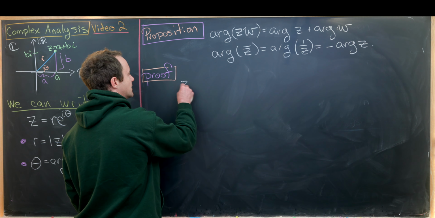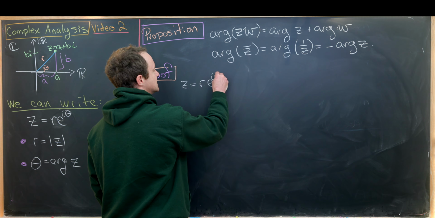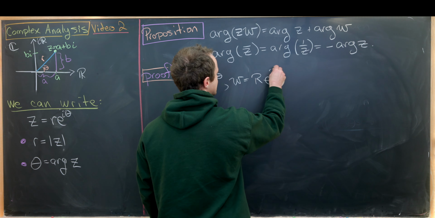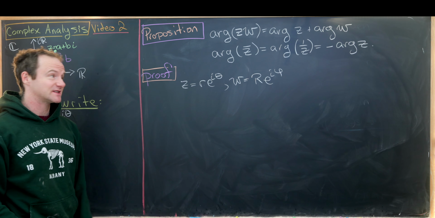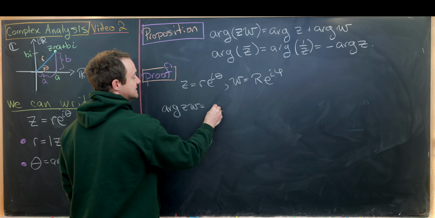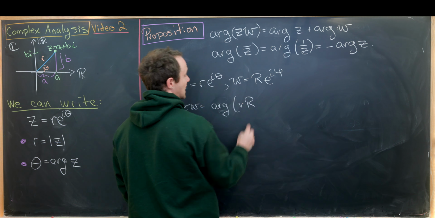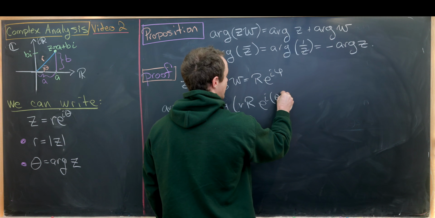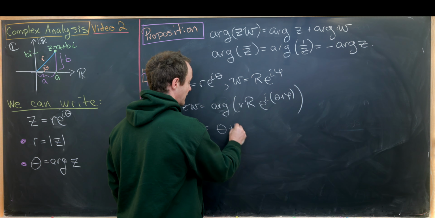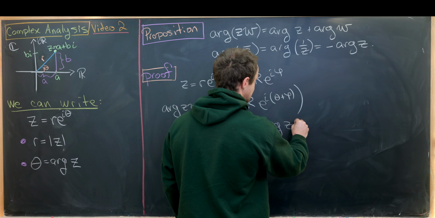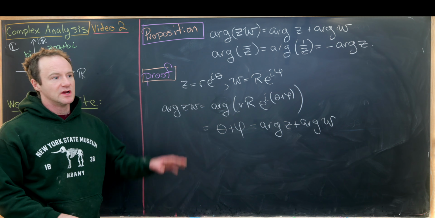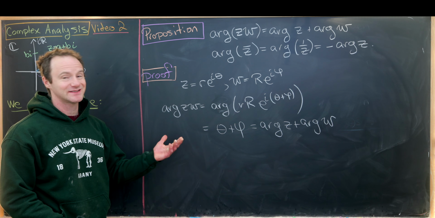So maybe starting with this one, let's set z equal to r times e to the i theta. We'll set w equal to maybe capital R e to the i phi. And our result is going to follow fairly quickly. So notice that argument of z times w is the same thing as the argument of little r times big R times e to the i theta plus phi. But that's going to be exactly equal to theta plus phi, which is the argument of z plus the argument of w. And this isn't strictly true because notice if we surpass 2 pi, something happens.